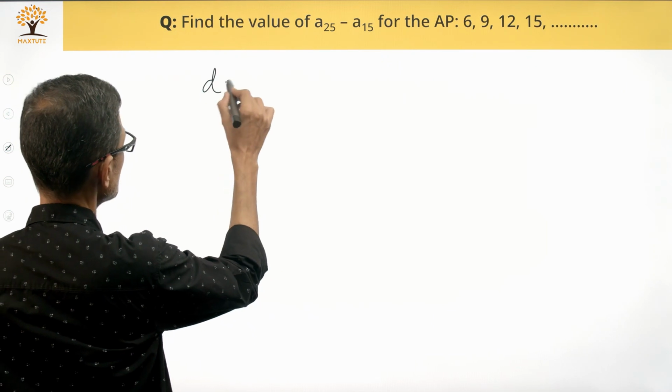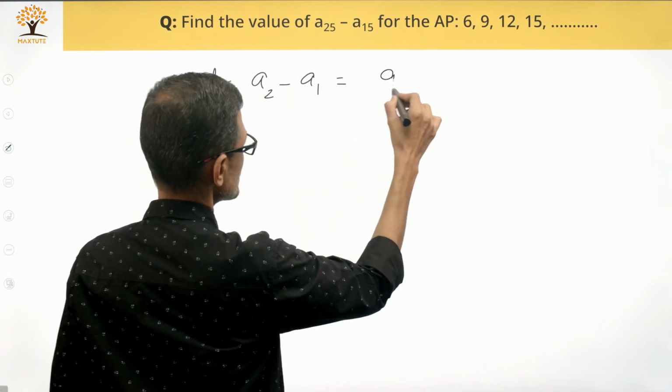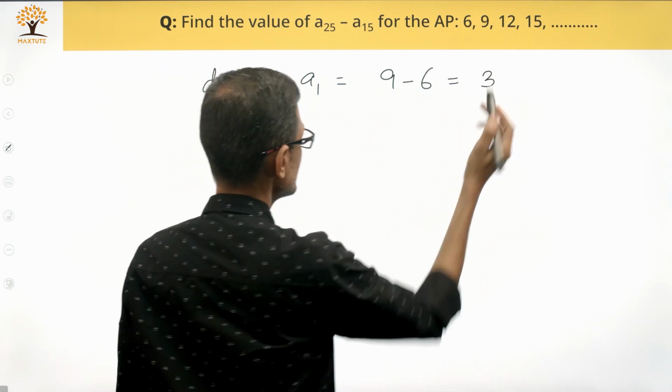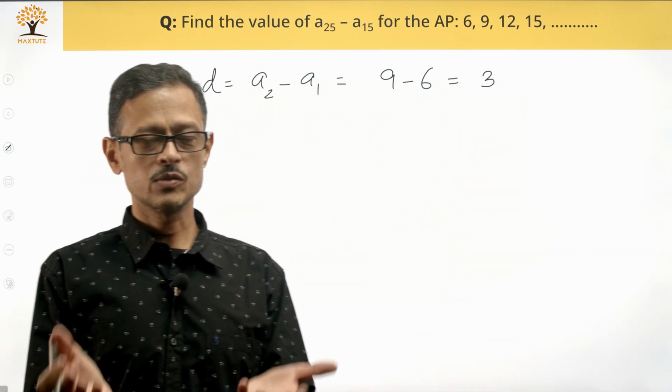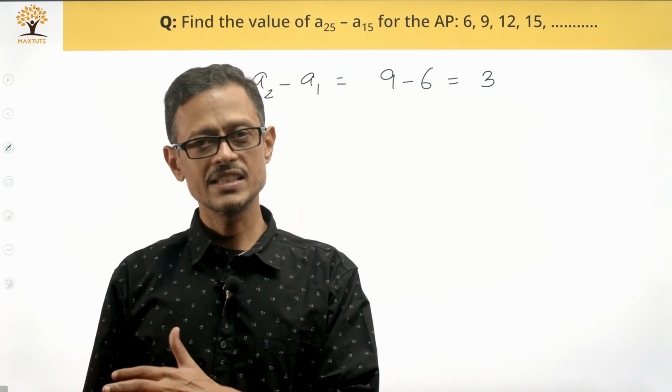Common difference is equal to the difference between any two consecutive terms. A2 minus A1 in this case will suffice. So 9 minus 6 is equal to 3. So the common difference of this arithmetic progression is 3. What do we have to find out? We need to find out A25 minus A15.